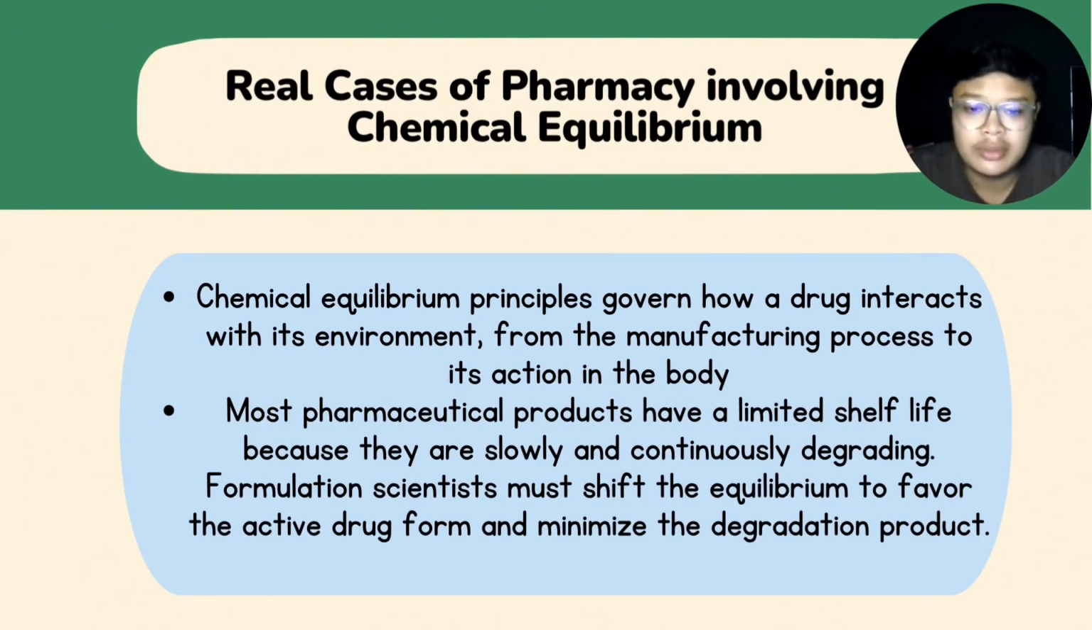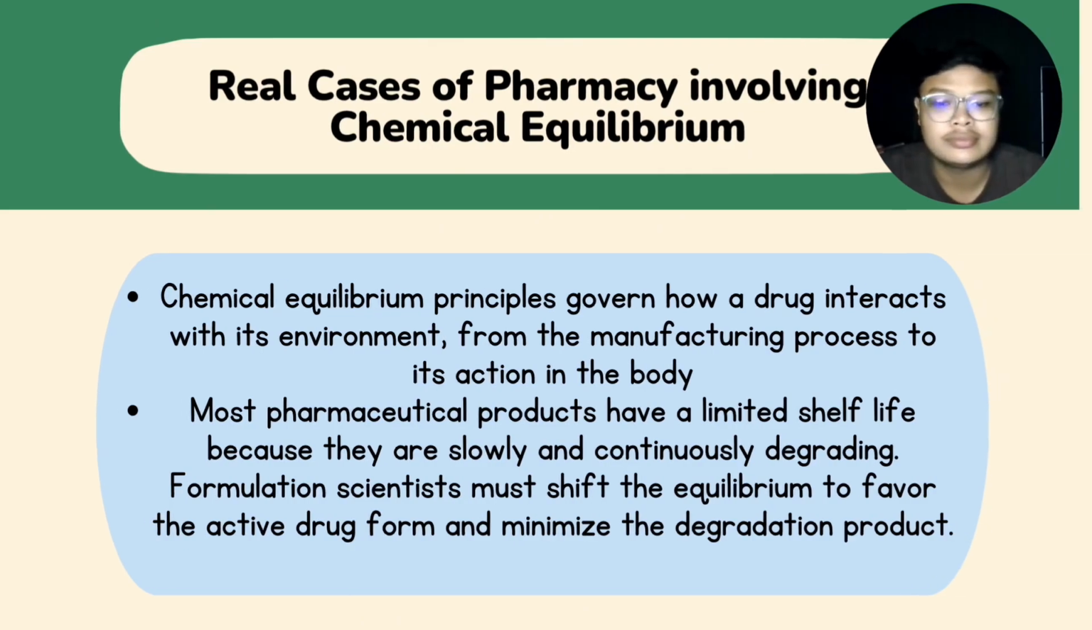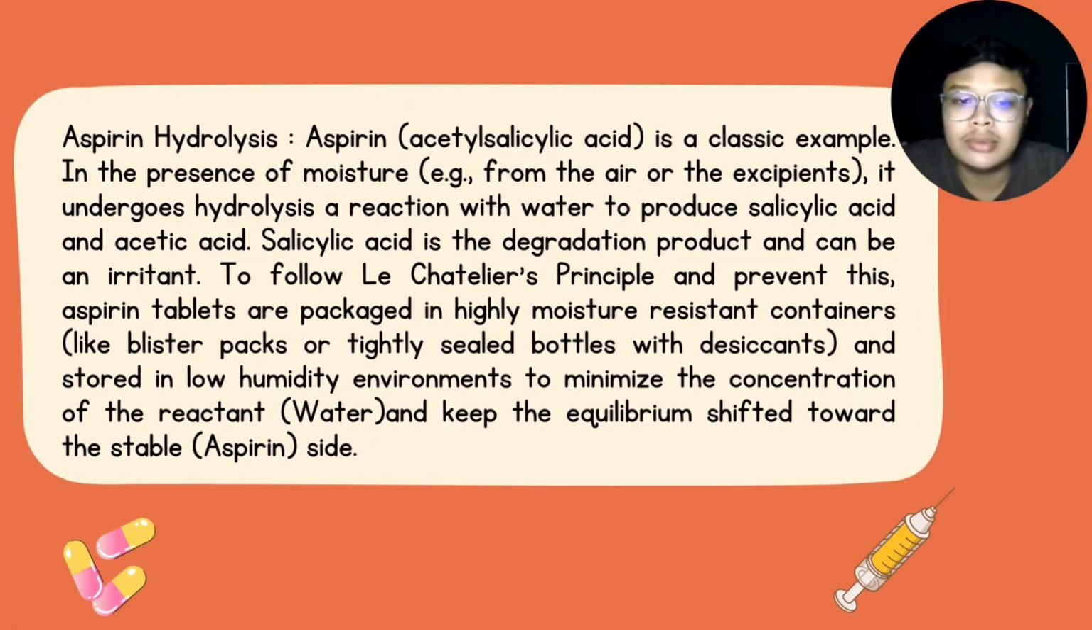Chemical equilibrium principles govern how a drug interacts with its environment, from the manufacturing process to its action in the body. Most pharmaceutical products have a limited shelf life because they are slowly and continuously degrading. Formulation scientists must shift the equilibrium to favor the active drug form and minimize the degradation product. Now I will talk about an example of chemical equilibrium in real cases of pharmacy. Aspirin hydrolysis. Aspirin, acetylsalicylic acid, is a classic example.